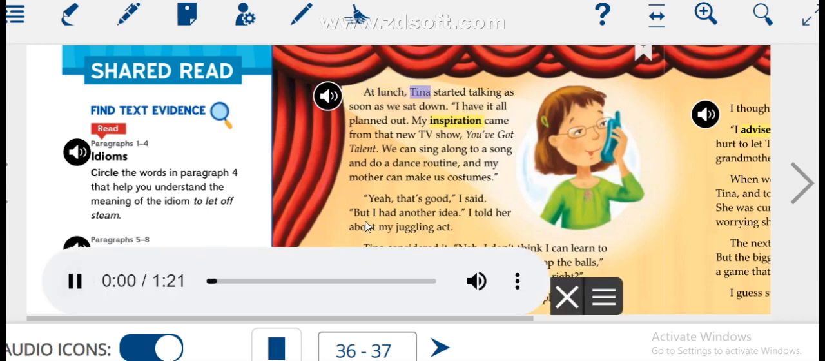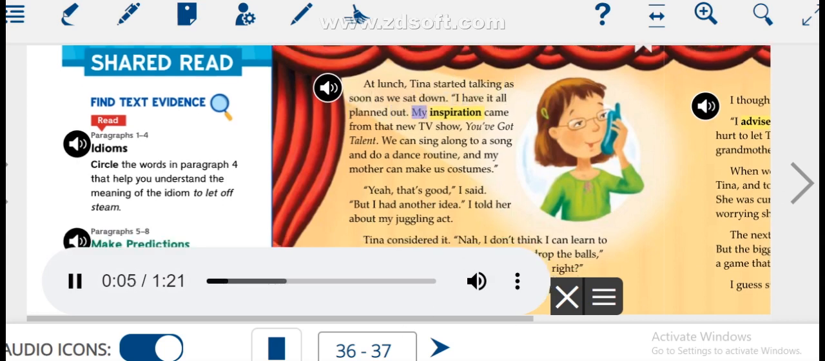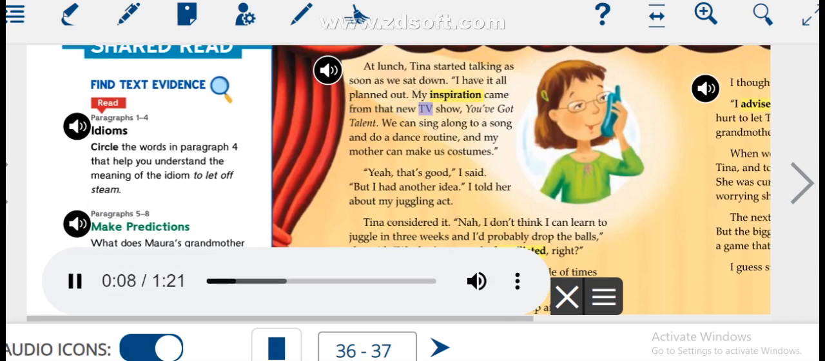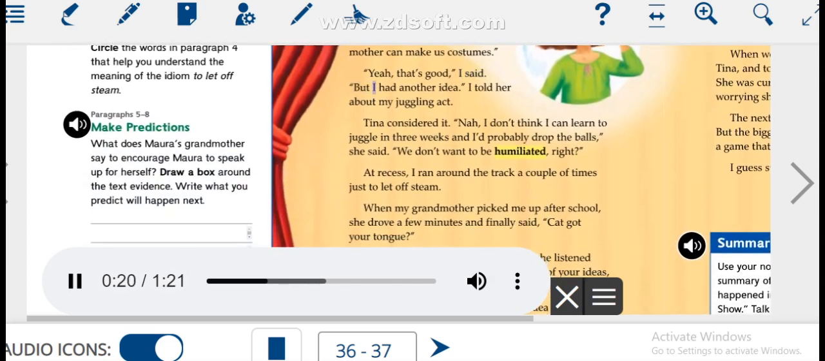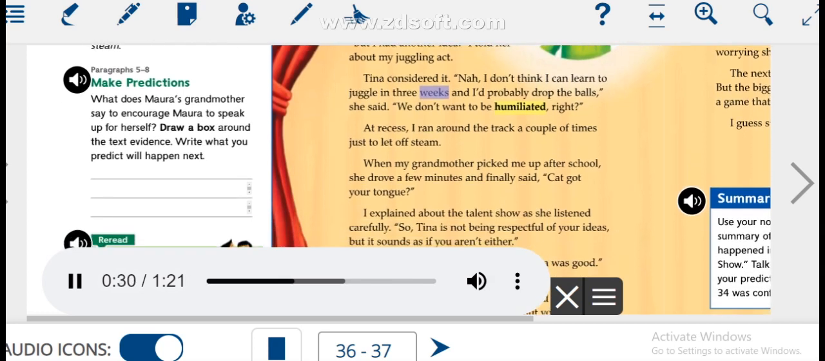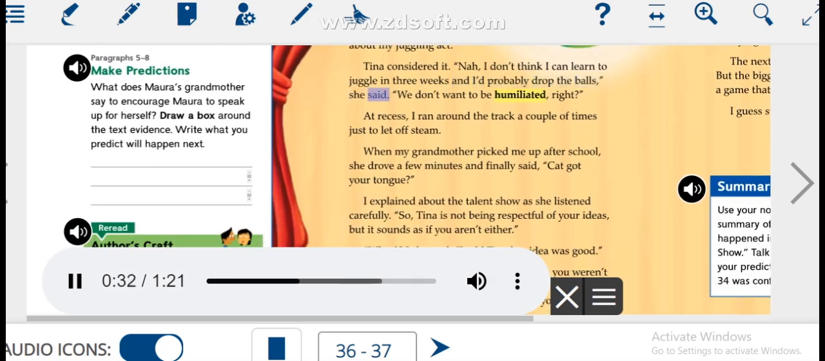At lunch, Tina started talking as soon as we sat down. I have it all planned out. My inspiration came from that new TV show. You've got talent. We can sing along to a song and do a dance routine, and my mother can make us costumes. Yeah, that's good, I said, but I had another idea. I told her about my juggling act. Tina considered it. Nah, I don't think I can learn to juggle in 3 weeks, and I'd probably drop the ball, she said. We don't want to be humiliated, right?